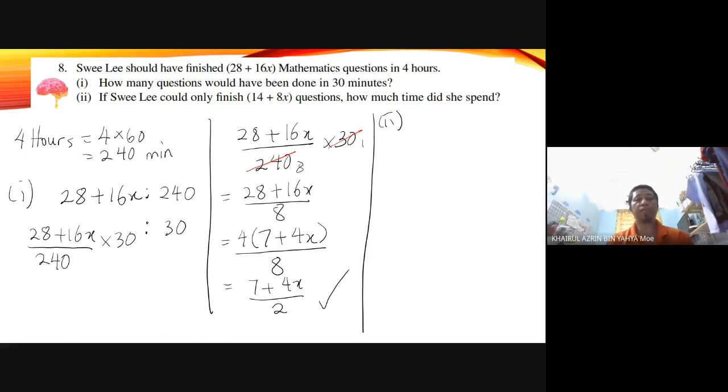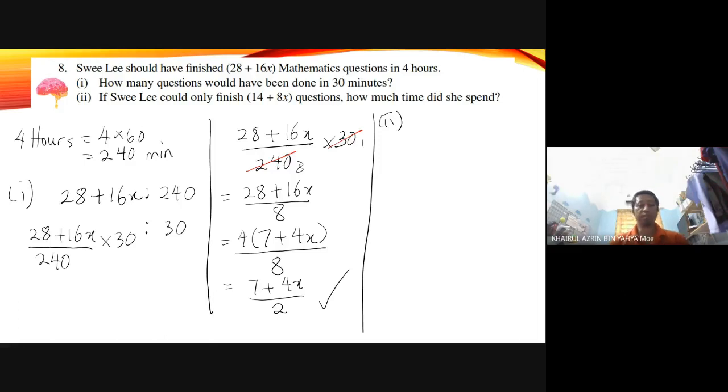If Sui Li could only finish 14 plus 8x questions, how much time did she spend? This one we need to compare also. So there are two methods to answer this question. Either you compare with the original 28 plus 16x, or you compare with question number 1 that we just answered, 7 plus 4x divided by 2. You can do either one. Doesn't matter. Same answer, no problem. However, I choose to use our answer in question 1. 7 plus 4x divided by 2.